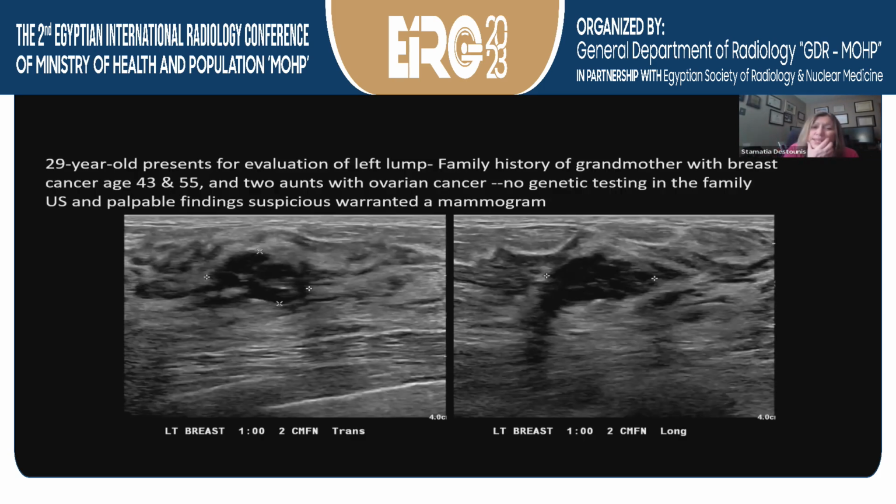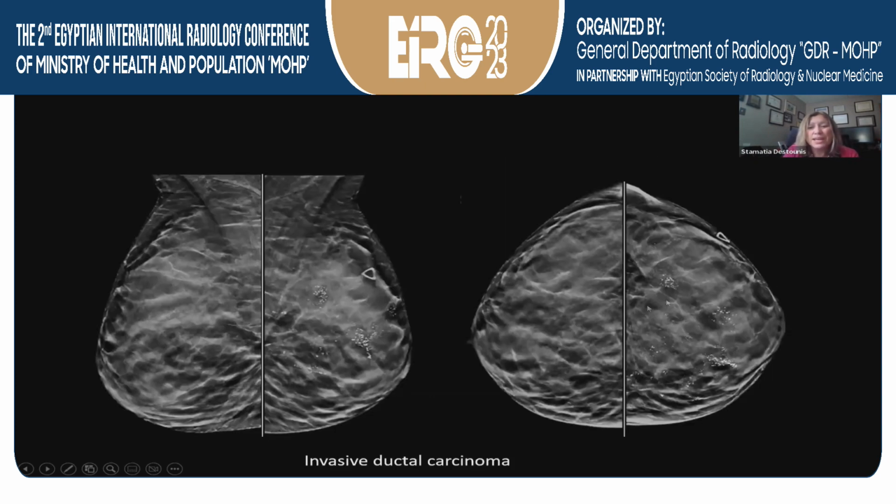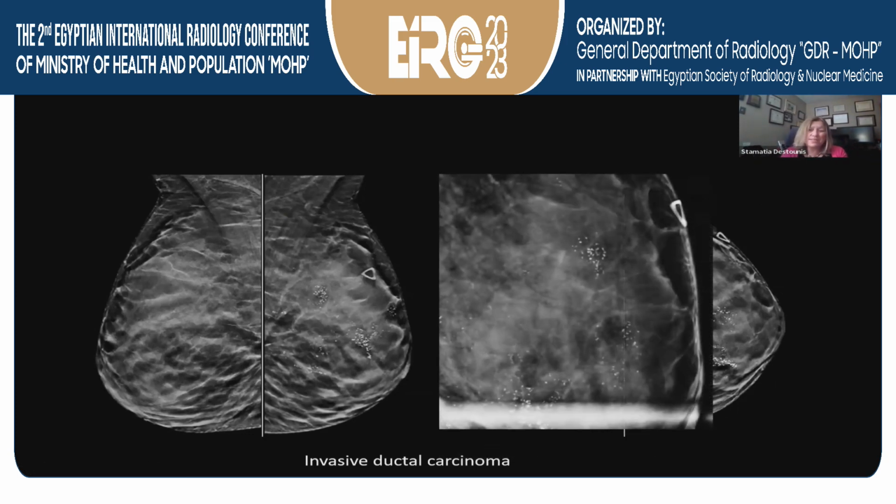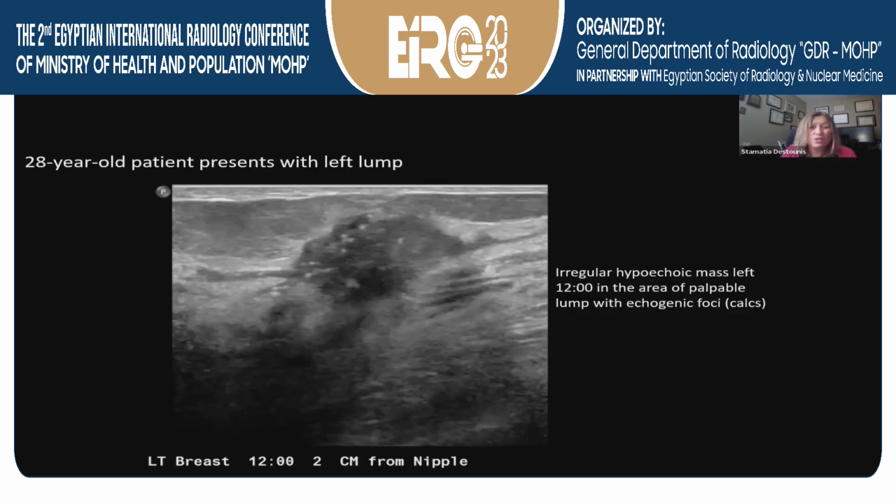However, this is a 29-year-old that has a family history of breast cancer and ovarian cancer. No one's had genetic testing. This mass is angry looking, there's calcifications in it, it's irregular in the upper outer quadrant, so she went to a mammogram, and you can see how many groupings of calcifications are in this left breast. Everywhere she's feeling something in the upper outer quadrant. So this patient obviously has invasive ductal carcinoma.